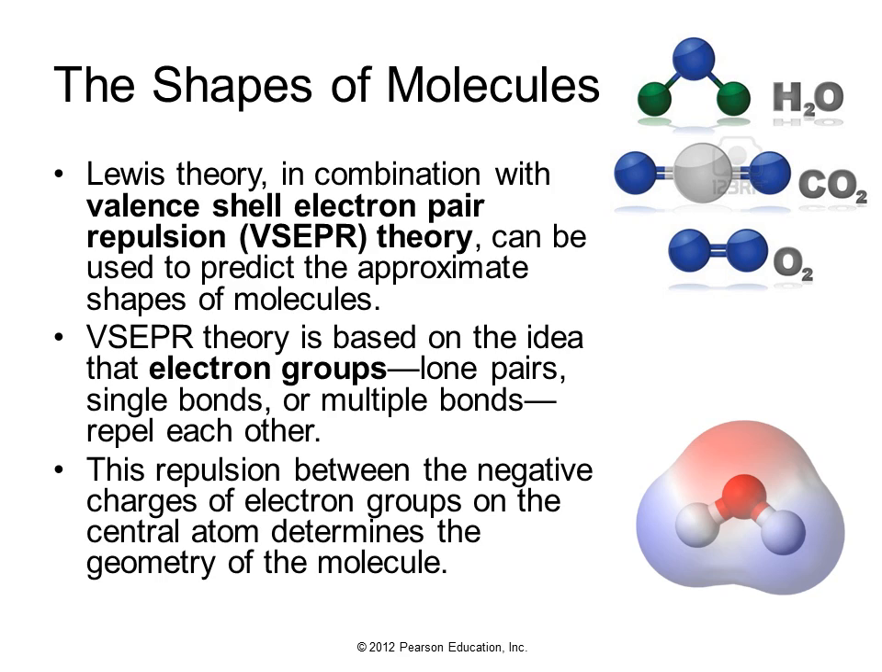approximate shape of molecules. VSEPR theory is based on the idea that electron groups, that is lone pairs, single bonds, multiple bonds, repel each other. This repulsion between the negative charges of electron groups on the central atom determines the geometry of the molecule. So we see a few interesting molecules: a certain shape for water, a certain shape for carbon dioxide, linear for oxygen, another shape for water showing it's kind of negative here and kind of positive there.